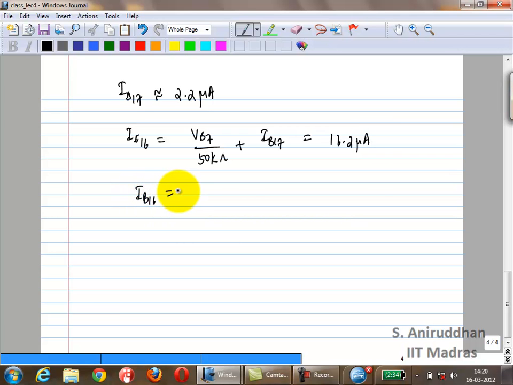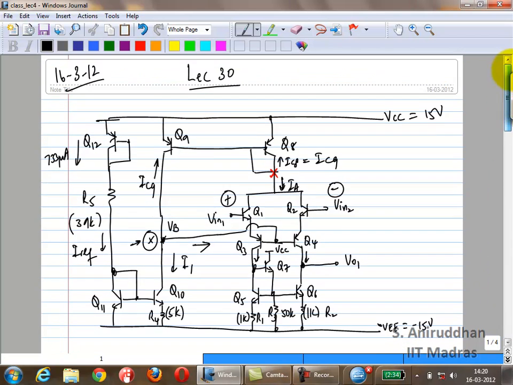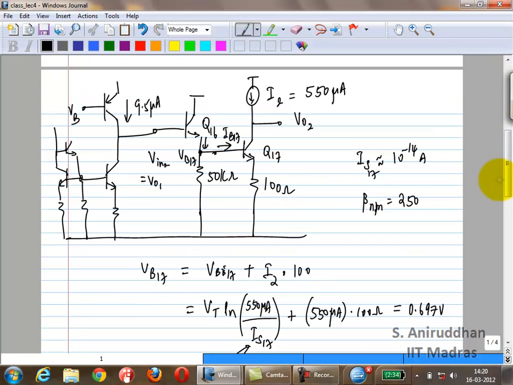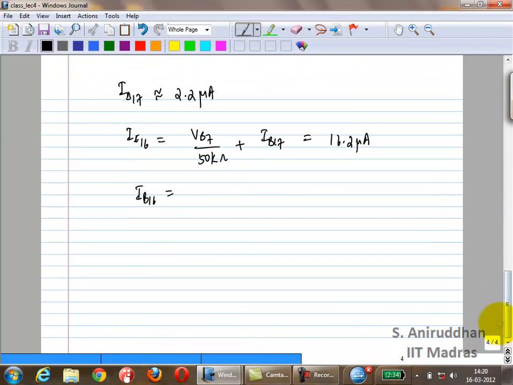What is IB16? Oops, sorry. Again, I16 by beta plus 1, by 251. What is that? 64.8 nanoamps. Okay. So 64.8 nanoamps you can safely neglect with respect to 9.5 microamps.